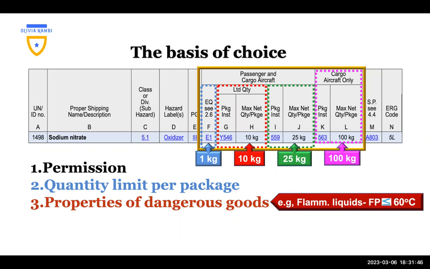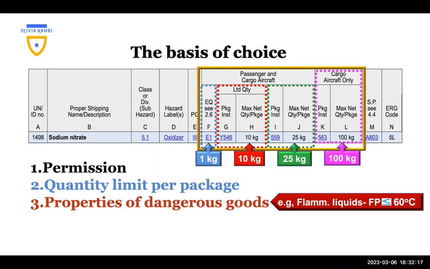One of them is the flash point. According to the regulations, we get to know that when the flash point is greater than 60 degrees Celsius, that liquid is not considered to be a dangerous good. So we're not going to ship it as flammable liquids because the level of flammability is low.